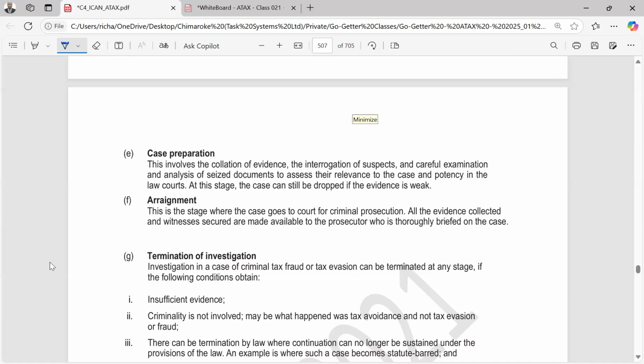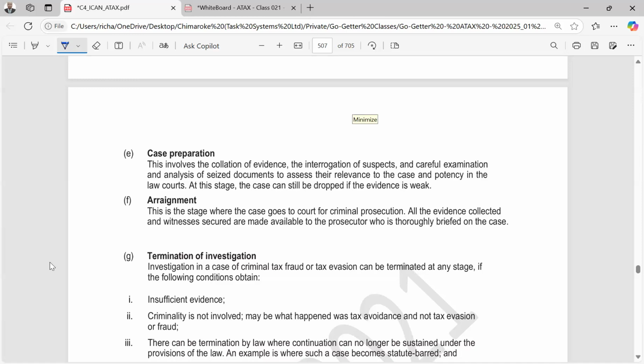But arraignment also means here that evidence from the witnesses leading to prosecution, and all evidence collected and witnesses secured, are made available when needed by the prosecutor.